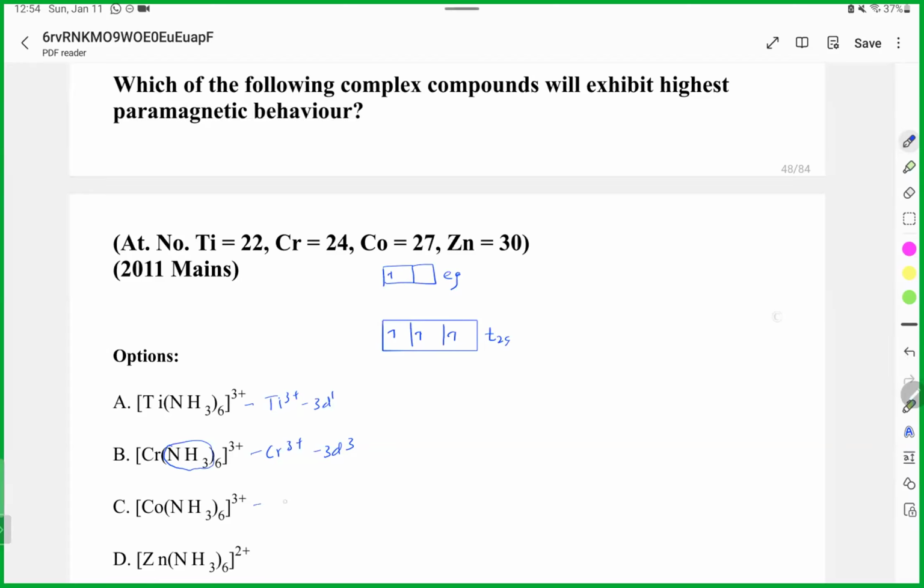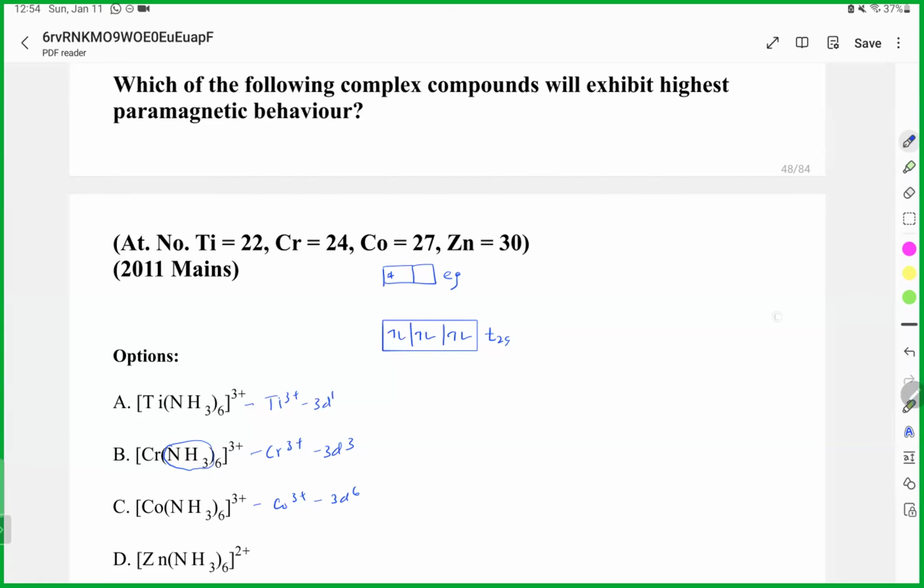Cobalt 3 positive means 3d6, correct? And it will cause pairing. Even if there are only three electrons, we will pair one of them, right? No, no, no, we will not, because pairing will start only when there is at least one unpaired electron, right? So basically, an even number should be there for pairing to occur, no, sir? Like an even number of electrons, so that if there's a strong ligand in place, they can even pair.